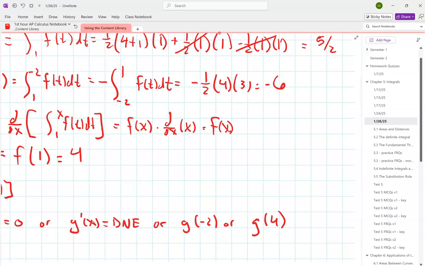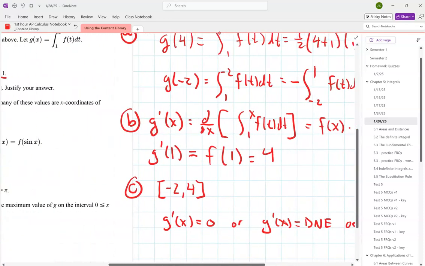Everybody's okay there? Elaine, are you okay? So I need the endpoints because they ask for an absolute maximum or minimum. If it was just a local or relative max or min, I do not need to include the endpoints.